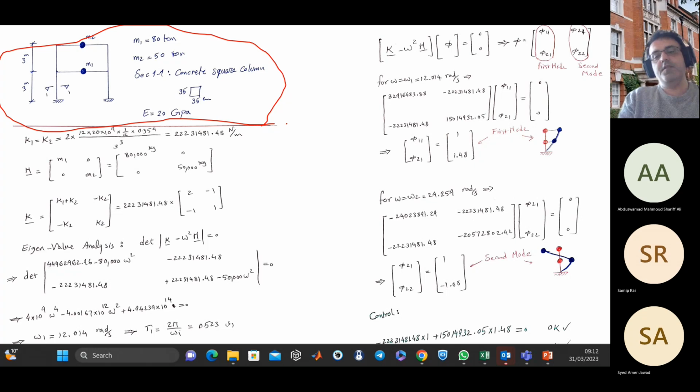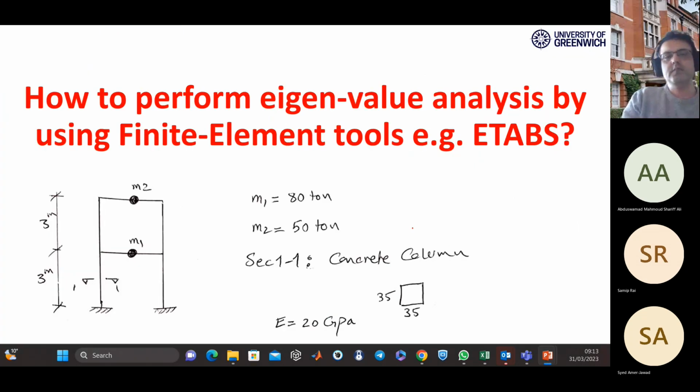First of all, I have gone through the hand calculations, this slide, to see how we can do the analysis with hand calculation. Then I've done this using a finite element tool like ETABS. As you know, ETABS is a very powerful finite element tool, so I can do eigenvalue analysis by using ETABS. And for only this part, probably because of the ETABS license, you need to do it in the laboratory in the Nelson.